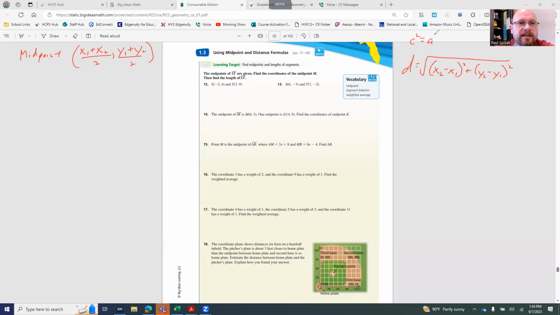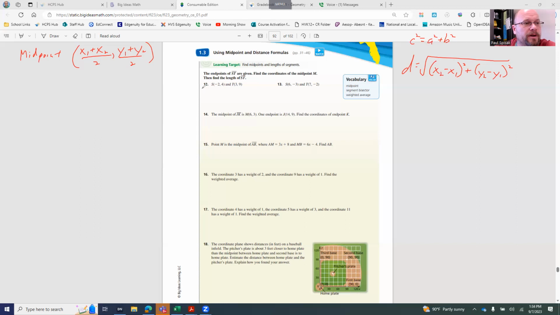C squared equals a squared plus b squared. And for some of these problems, I definitely think it's easier to use the Pythagorean theorem. So now, on number 12, first it says the endpoints of ST are given, find the coordinates of the midpoint, and find the length. So on both these problems, 12 and 13, we're using both formulas.